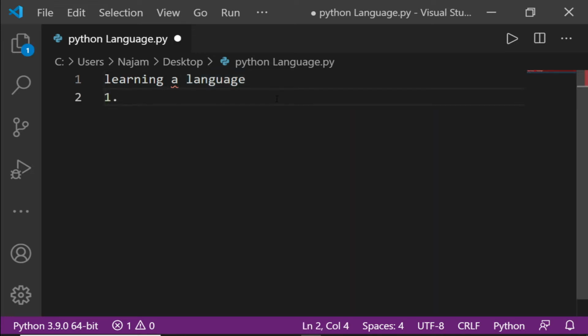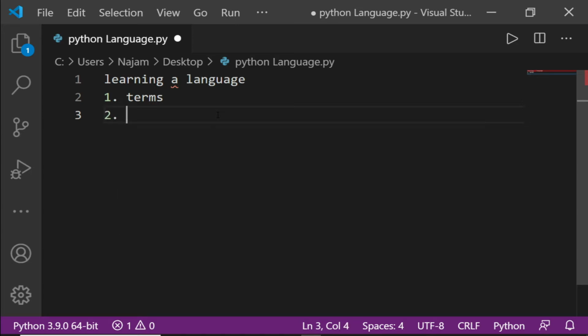Number 1, we must know the terms. Which terms, and how many terms a language has. When we say terms, it means we must know statements, variables, instantiation. These all are the terms in a language. And once we know the terms, after that, keywords also.